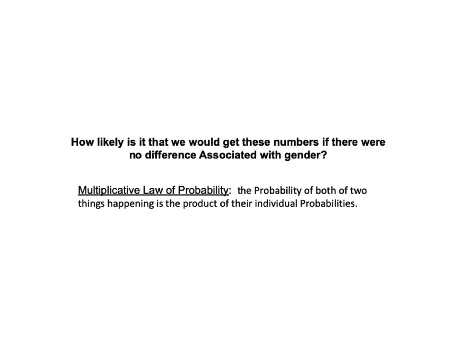It's a question of probabilities, so we can make use of the multiplicative law of probability. The probability of both of two things happening is the product of their individual probabilities. And we use this law to calculate the expected probability of each cell of data in our table. In practice, we'd have statistical software do this for us.